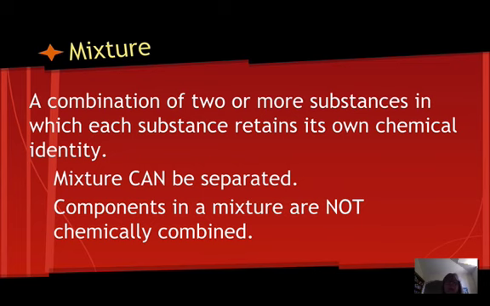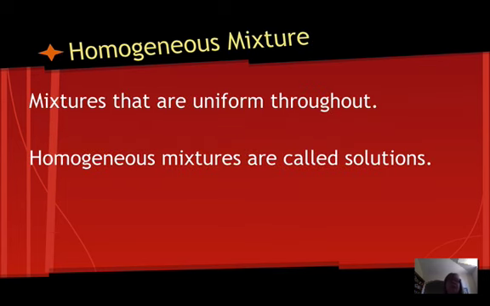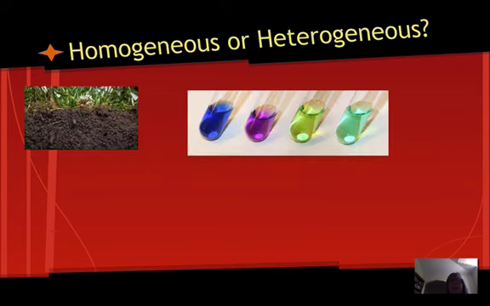Components in a mixture are not chemically combined. They can be classified as homogeneous or heterogeneous. A heterogeneous mixture is one where every sample you take would not be identical, so it does not have the same composition, properties, or appearance throughout. I like to think of it as a chocolate chip cookie. Not every bite is going to be exactly the same. A homogeneous mixture is uniform throughout, and we call it a solution, like sweet tea.